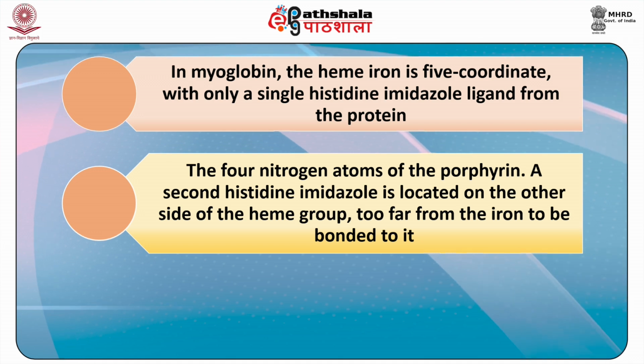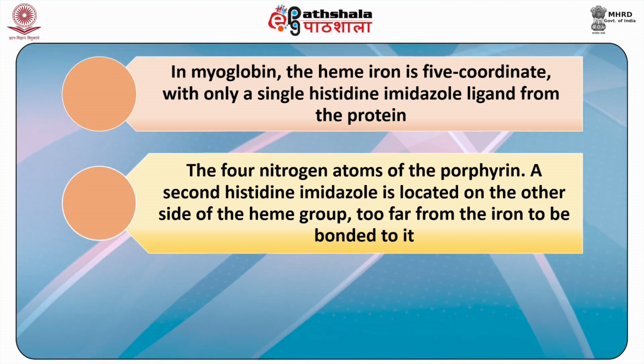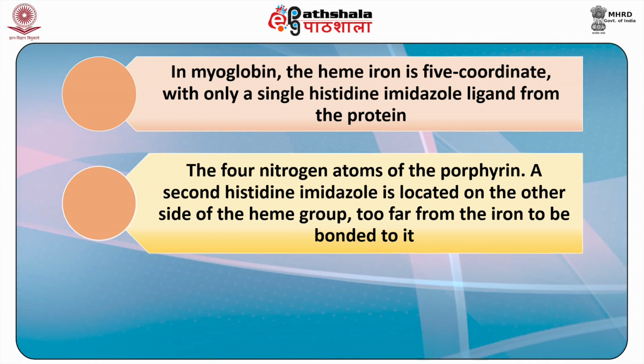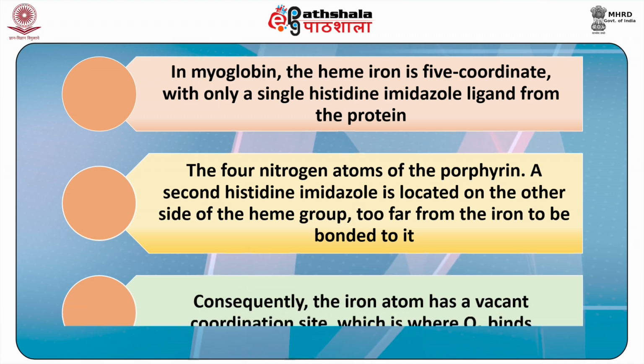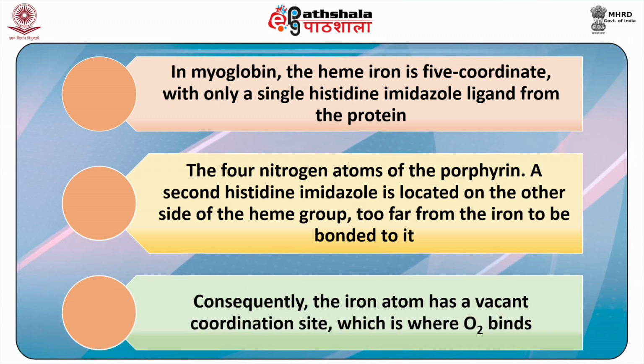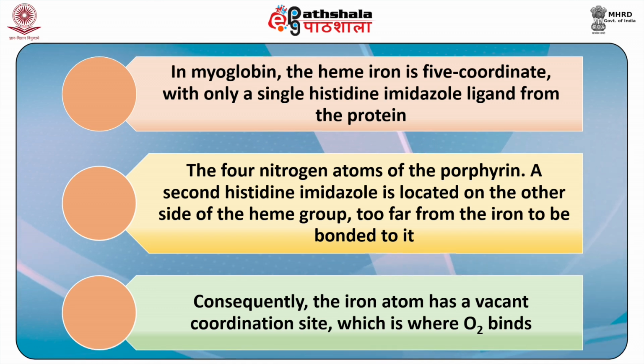A second histidine imidazole called the distal histidine is located on the other side of the heme group, too far from the iron to be bonded to it. Consequently, the iron atom has a vacant coordination site, which is where dioxygen binds.